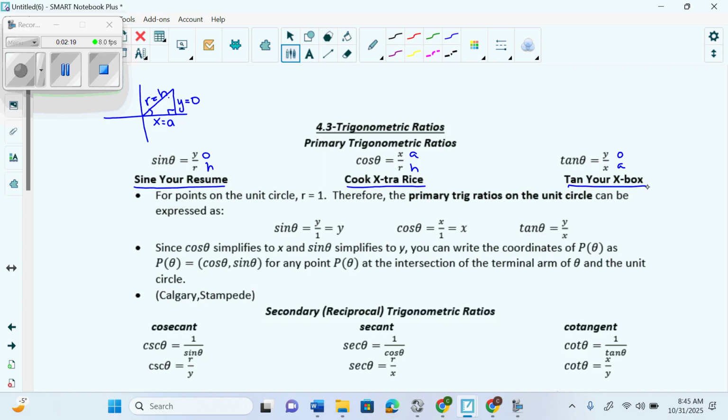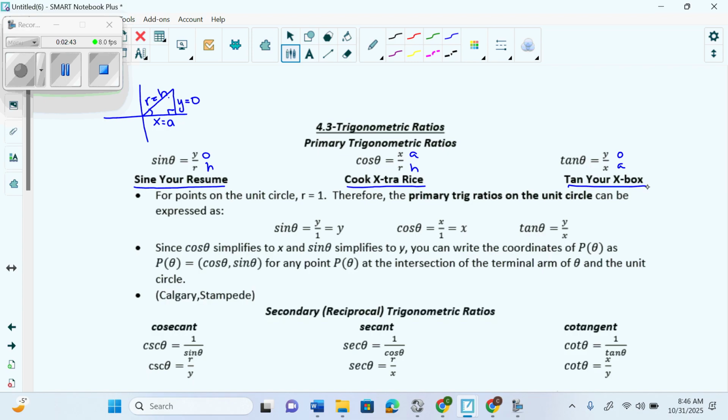So if I give you just a random triangle, I just give you a random coordinate, and that coordinate is not on the unit circle, you have to find your x, your y, and your r, correct? But if I give you a coordinate that is on the unit circle, cos is just whatever the x answer is of the coordinate. Sine is whatever the y answer is of the coordinate. So if the coordinate is on the unit circle, you have cos and sine immediately.